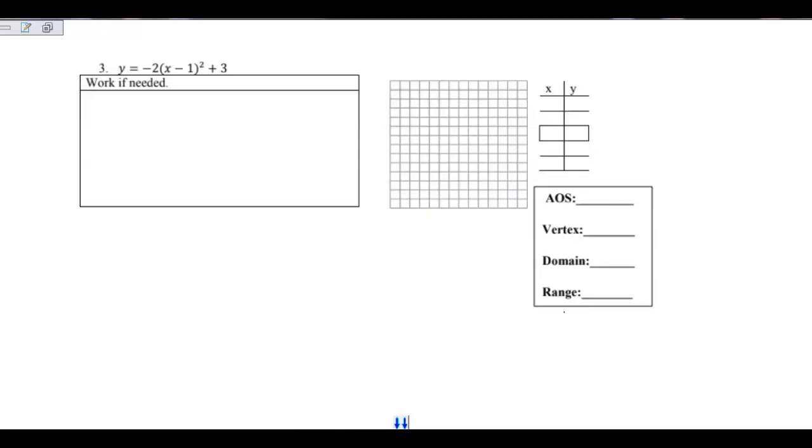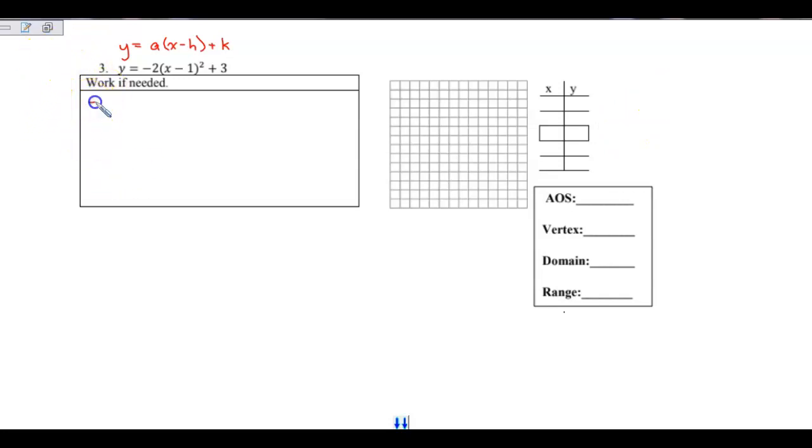On this one, I have our formula where we have a times x minus h plus k. And remember that h and k are my vertex. Okay, and that's going to help a little bit. I still want to find my values for plotting these points.